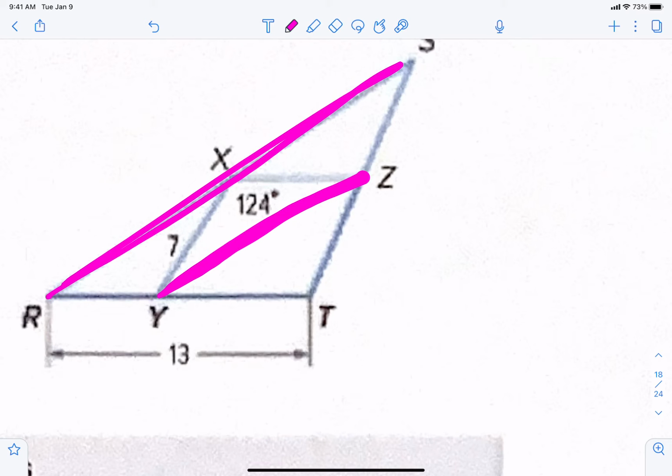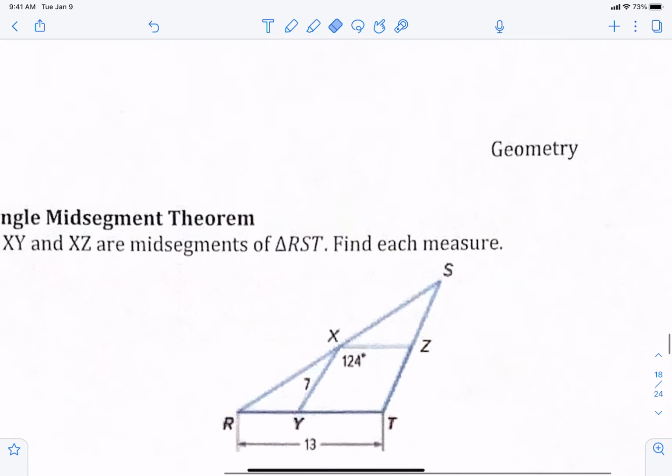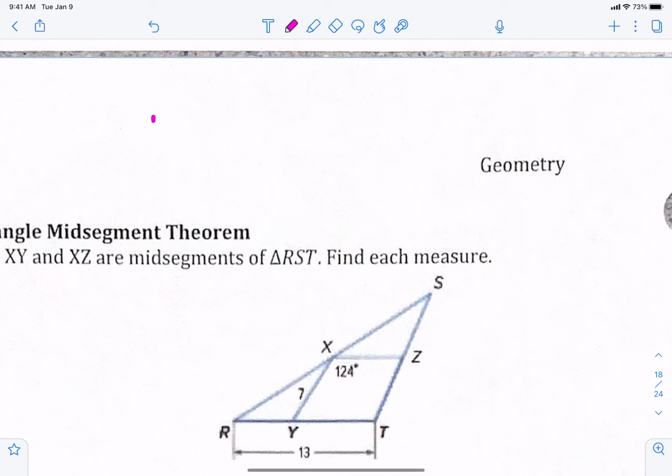Okay, now, one more thing. Oh, were we not supposed to draw that one? You can if you want to.